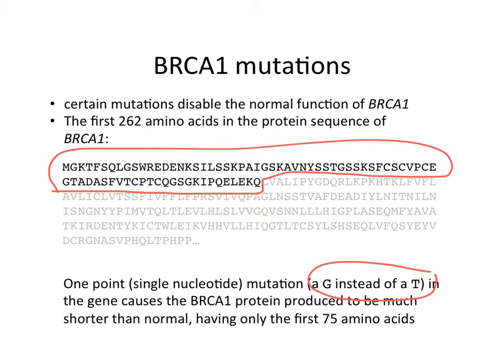It turns out this is bad. We want the whole protein. So the whole protein, BRCA1, does something good for us normally. It's when we've lost it that bad things happen to us. There's loss of function. So this protein, when you only have the first tiny little bit of the protein produced, doesn't do what it normally does. It's lost its normal function.